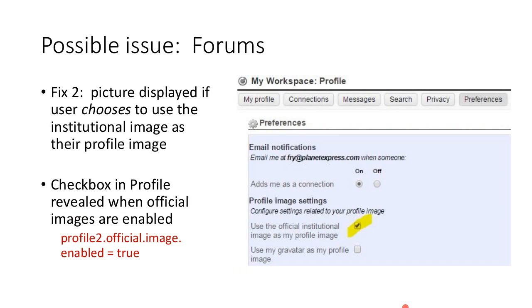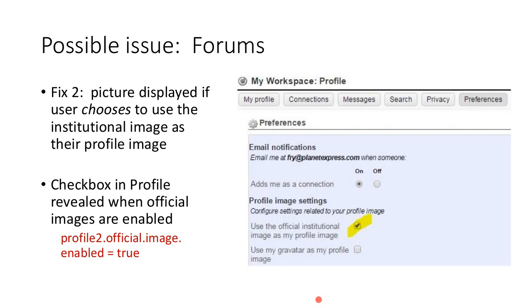So when you enable official photos, there is a new checkbox added to the profile tool for use the official institutional image as my profile image. So if you want to allow uploads and you have official photos, users would need to check this checkbox or upload a personal photo in order for the profile photo in forums to be visible. Yeah, oy, that sounds confusing.